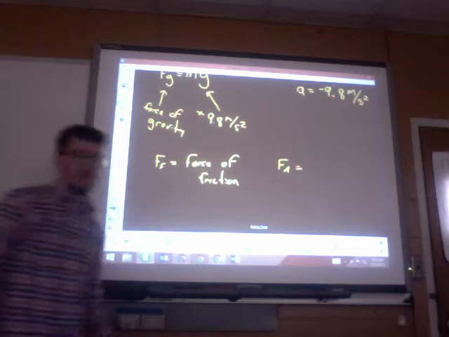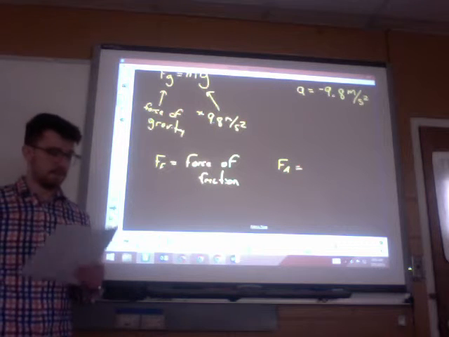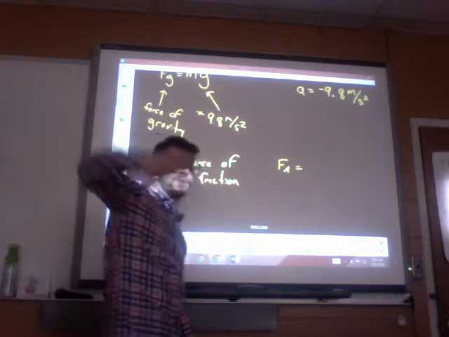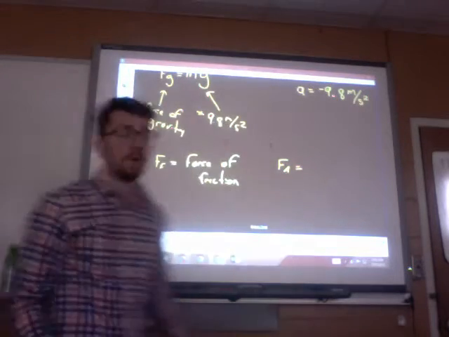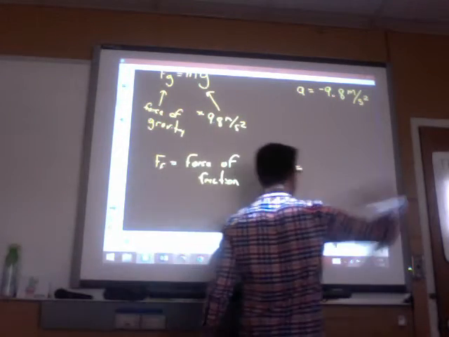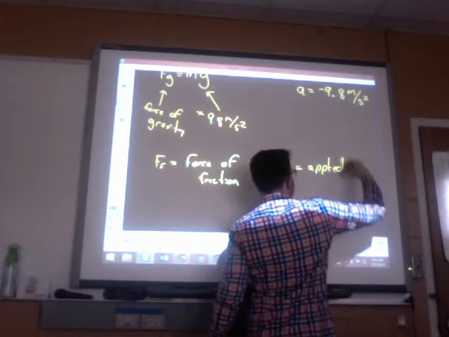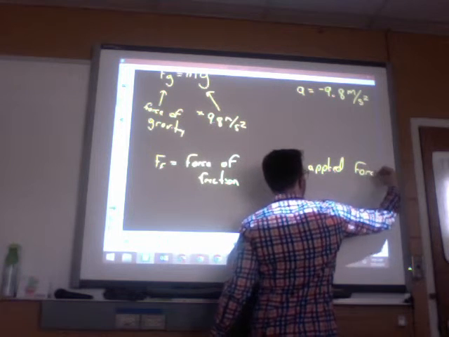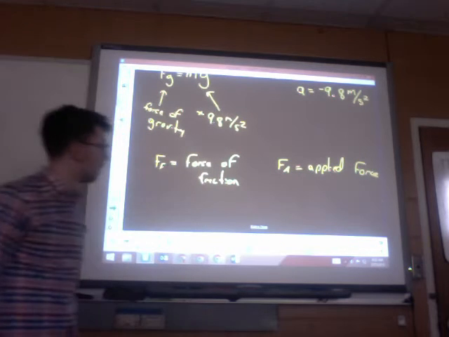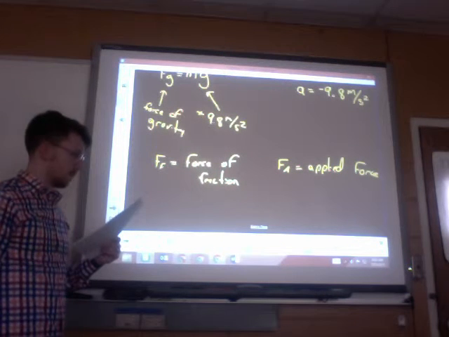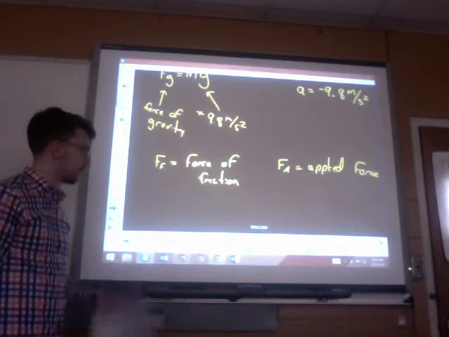Anybody remember what FA is? Applied force. This is when someone pulls on something with a rope, or lifts it with their hand, or pushes it sideways, or pulls it. Applied force. What else we got?